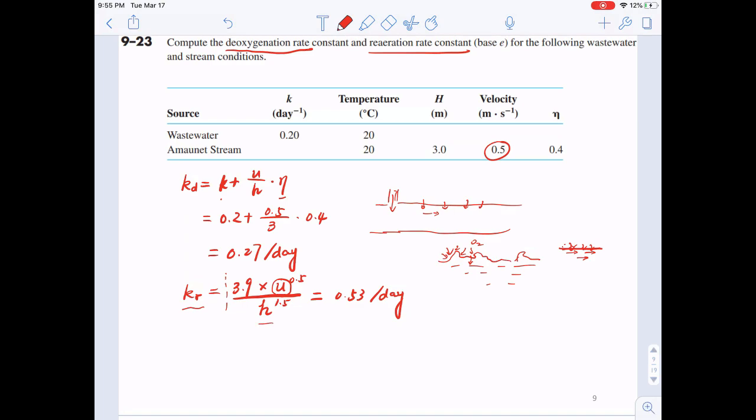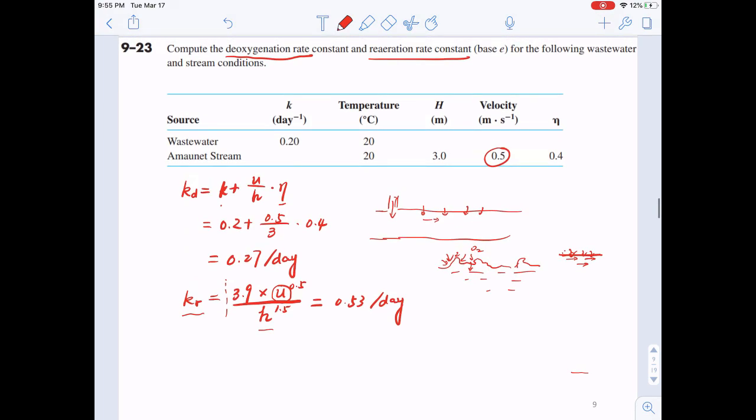And this also applies for the height, or the depth, of the water. If we have really deep water here, then it's less easy for the oxygen to get further deep into the water. Okay, so you can also think of this process more logically if we are looking at the deoxygenation rate.